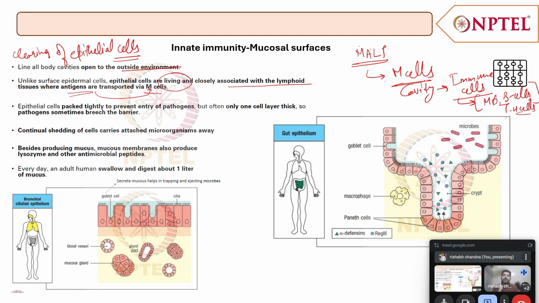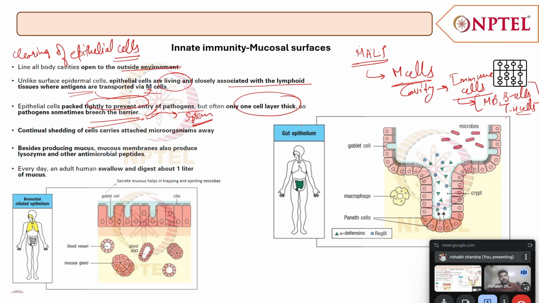Then we have epithelial cells that are packed tightly to prevent entry of pathogens, but often only one cell layer thick, so pathogens sometimes breach the barrier. Although there is a tight junction, those cells are tightly packed, but because it is a single layer, the pathogen can actually breach this particular barrier. So it can directly enter into the system, crossing this single cell epithelial layer.